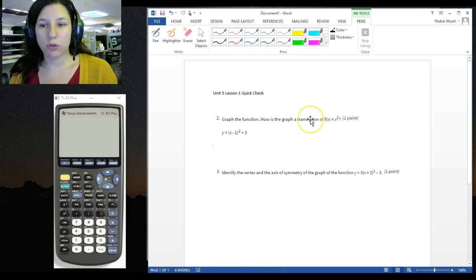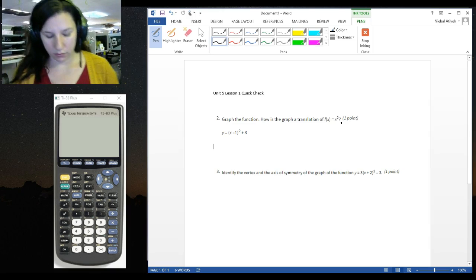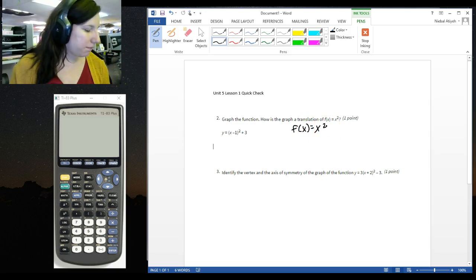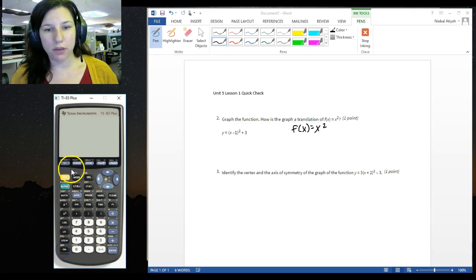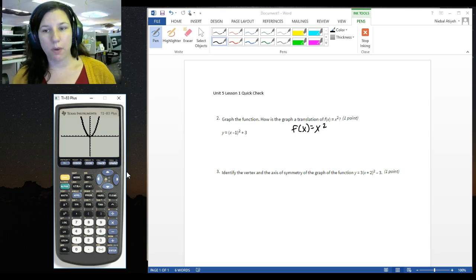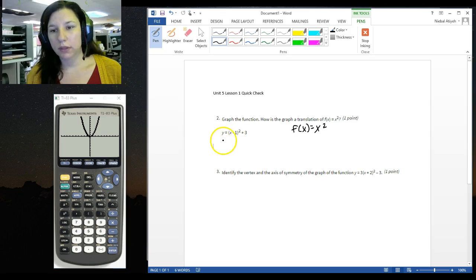So this is a translation question for number 2. I have my original function. At this point you might have memorized what that graph looks like. If not, that's no big deal. You have your calculator here to go ahead and pop it in the graph so you know what that looks like. Now they want to translate that function, and this is the formula they give you.